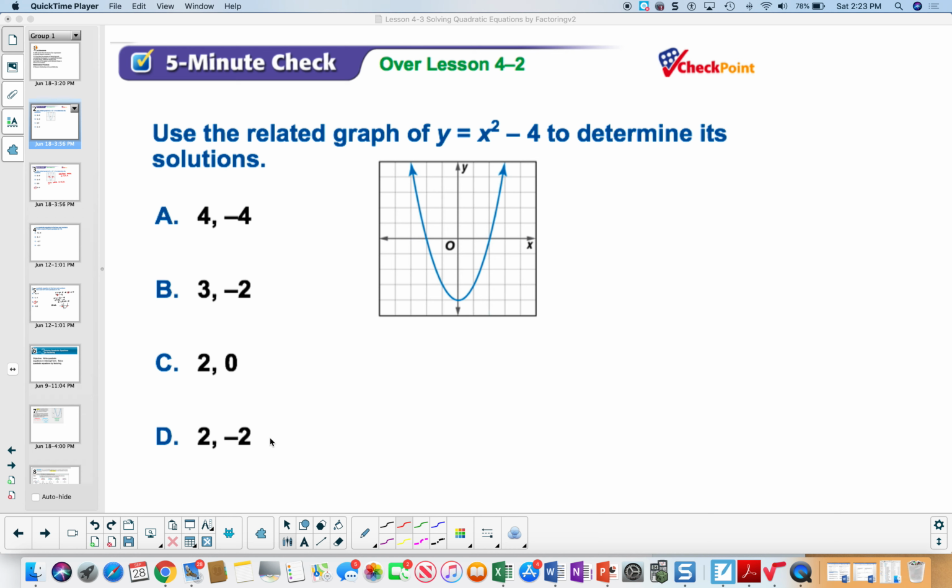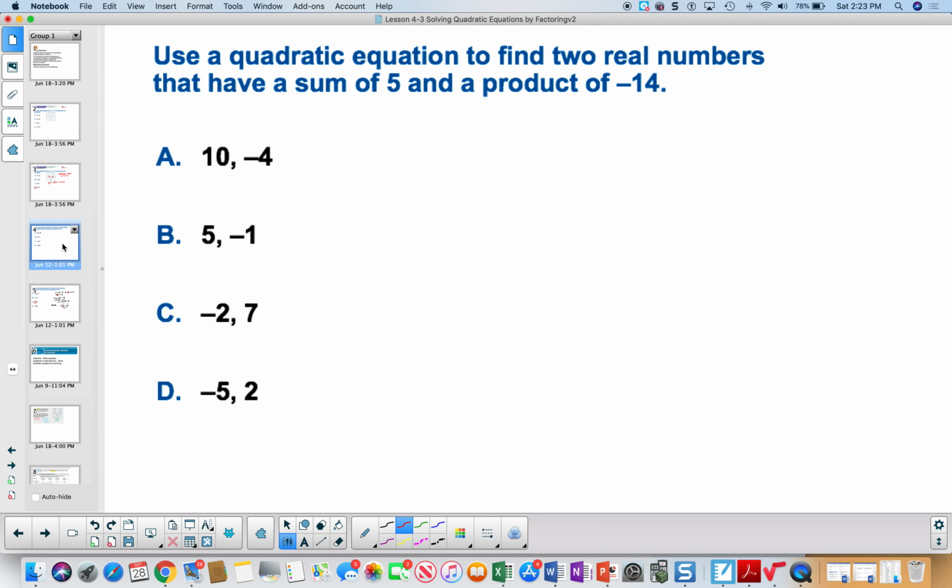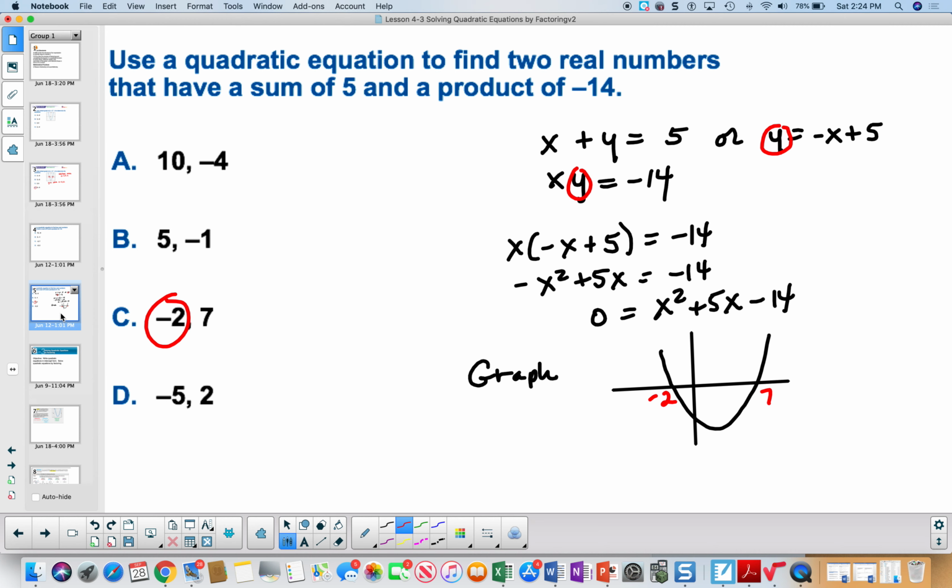Warm up for lesson 4-3. Pause to do the problem. Here's the answer. Pause to do the problem. And here's the answer.